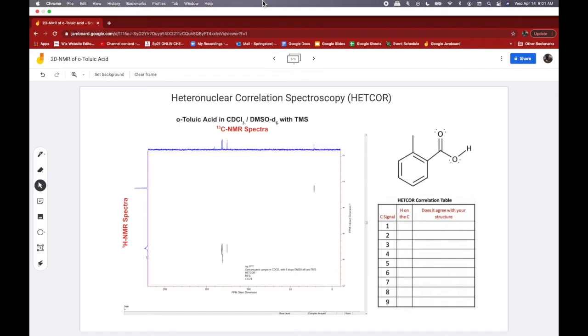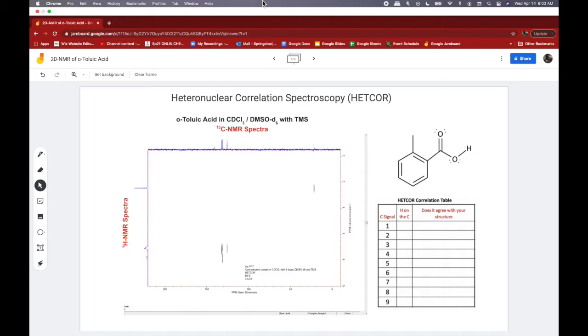Here's our heteronuclear correlation spectrum, or HETCOR spectrum, of the ortho-toluic acid. This is my favorite of the 2D NMR spectra because it tells you for each carbon signal which hydrogens are attached to it. It's pretty powerful. It can be a little confusing at first, so it'll be good for me to go through and talk with you and label it the first time.